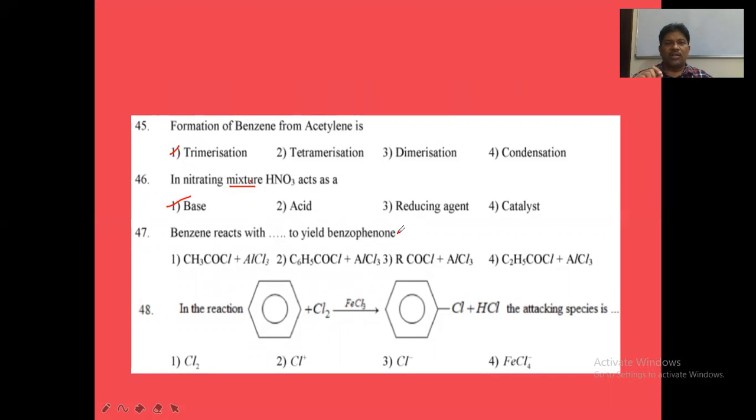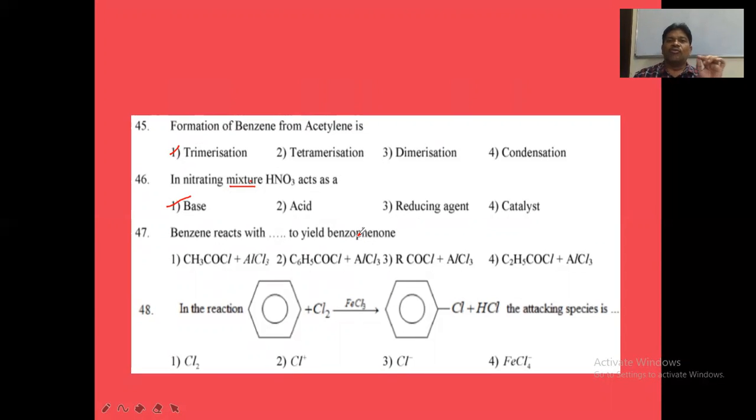Better you have pen and notebook. Whatever I say, you write down with the question number. So for the 47th question, first you have to understand the formula of benzophenone: C6H5 bond CO bond C6H5.